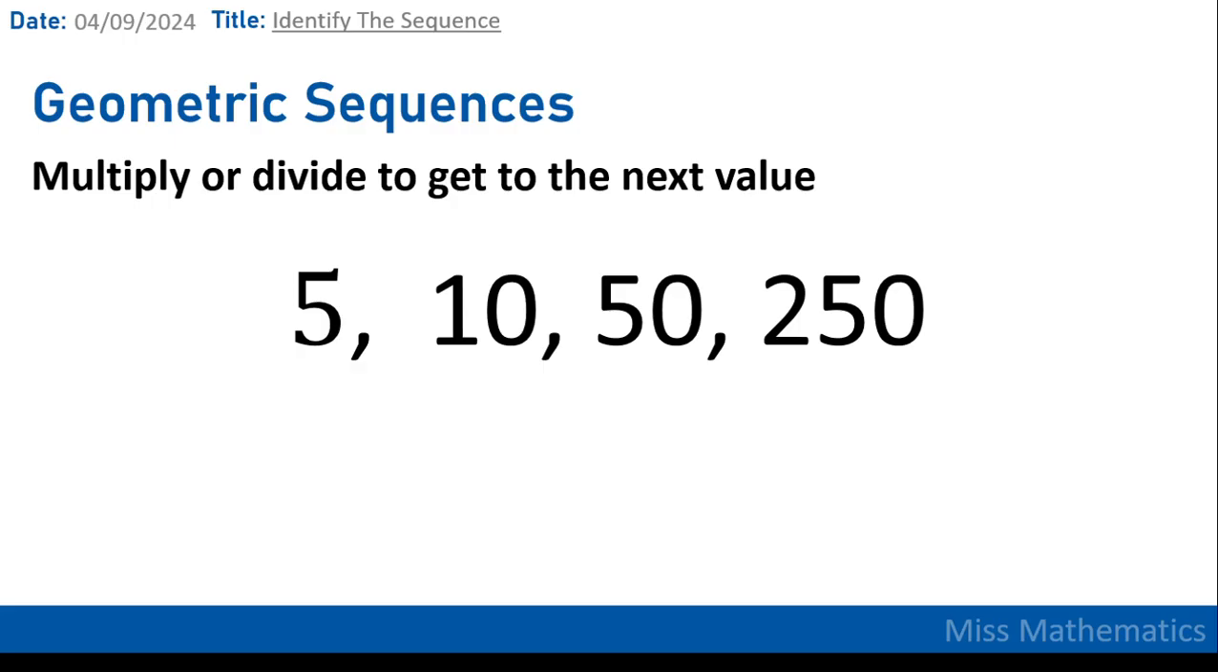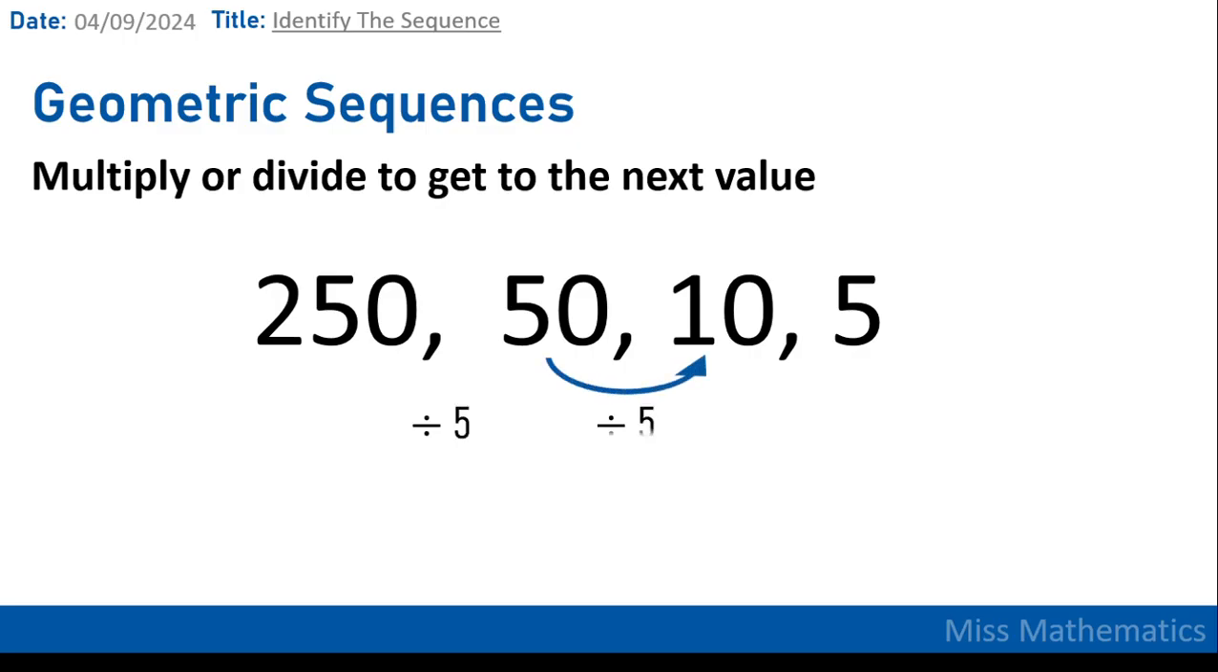Geometric sequences. In geometric sequences, you need to multiply or divide to get to the next value. So in this case, 5, 10, 50, and 250, you're multiplying by 5 each time to get to the next value. This also works in the opposite direction. You can also divide by 5 each time to get to the next value, like in the backwards of that sequence.